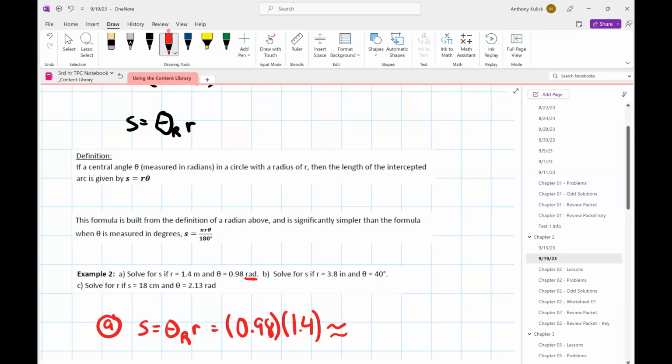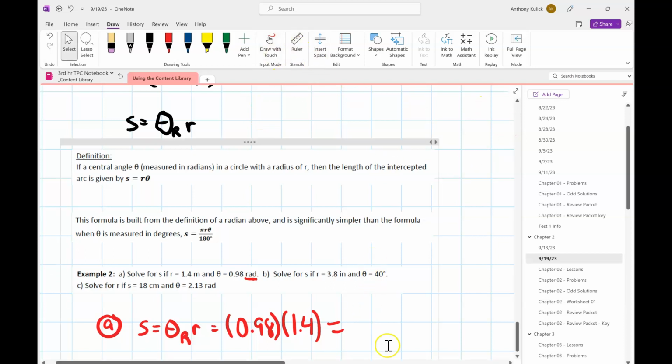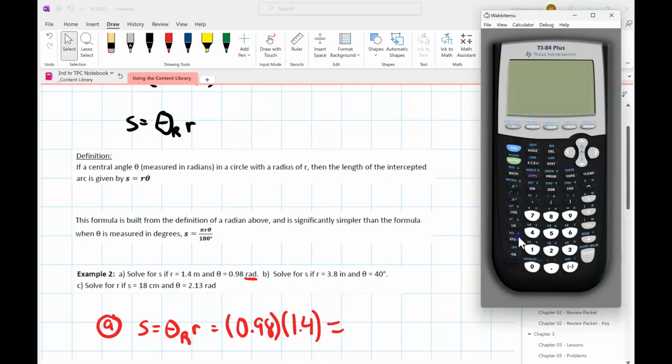I don't need that. Just write equals. So I just go to my calculator and type that stuff in. Isn't that lovely? How easy is that?